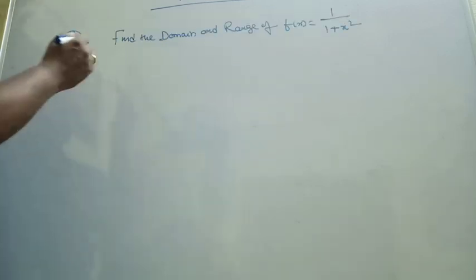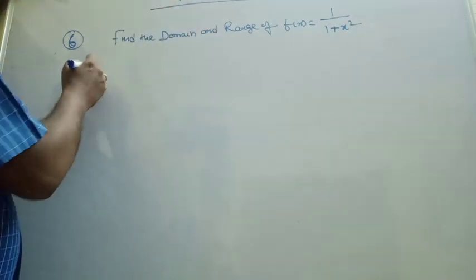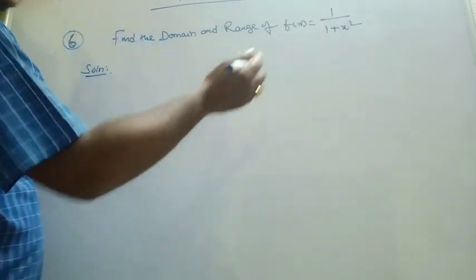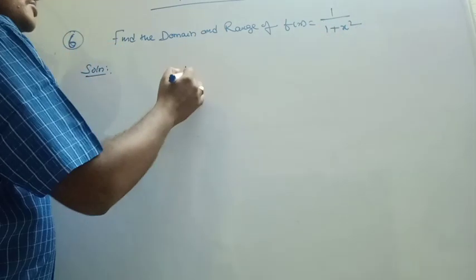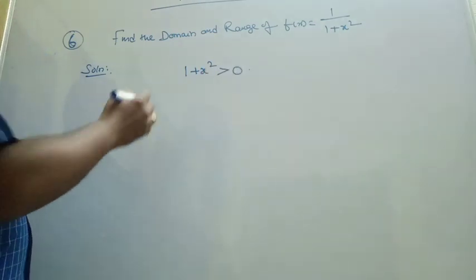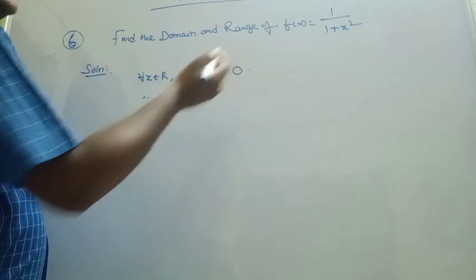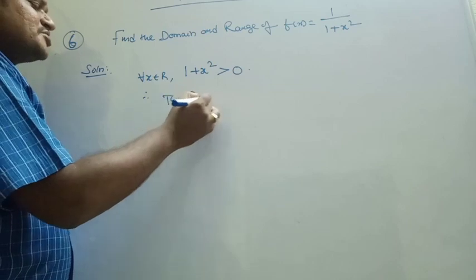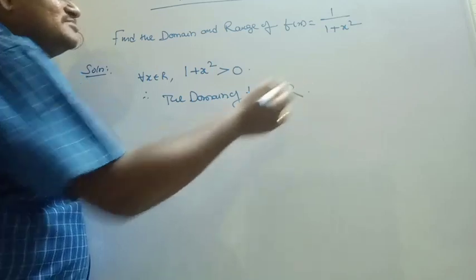Now we have this problem. Find the domain and range of f of x equal to 1 by 1 plus x square. For the domain, the denominator should not be 0, and x square is a positive quantity, so this quantity will never be 0. The denominator 1 plus x square is always greater than 0. Therefore, for all x belongs to R, 1 plus x square is greater than 0. So the domain of f of x is the set of all real numbers.